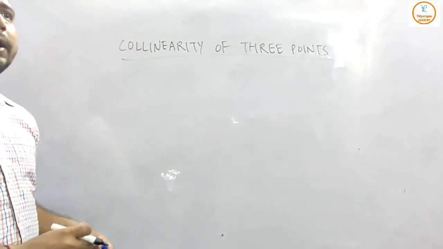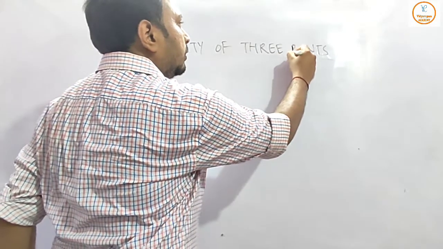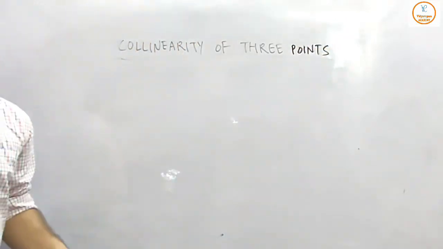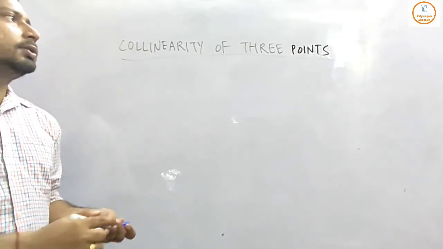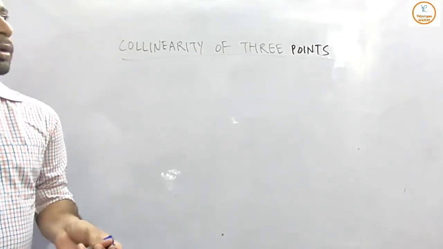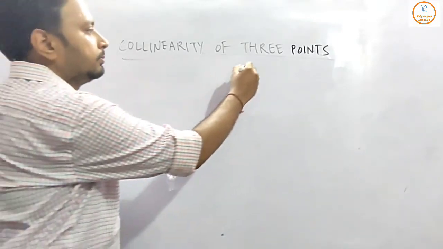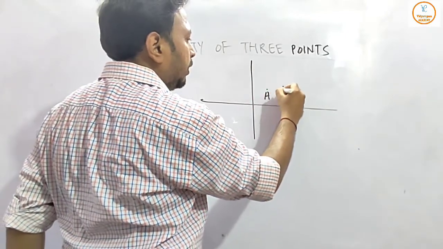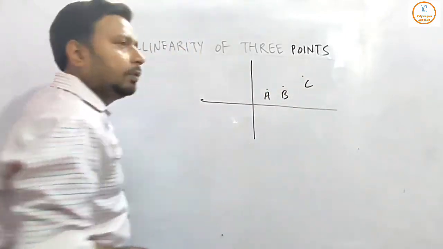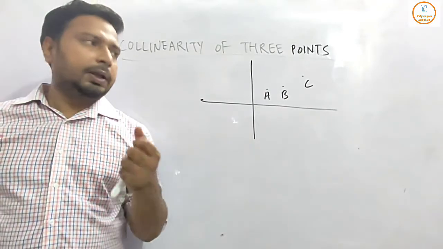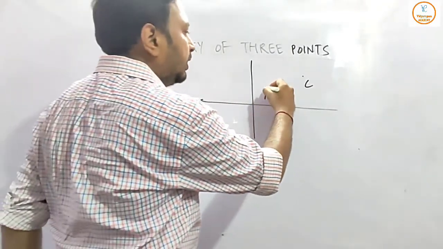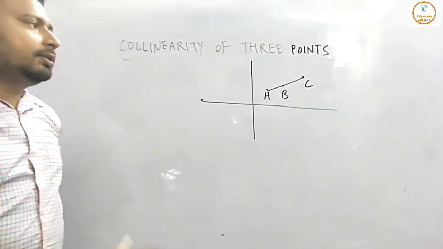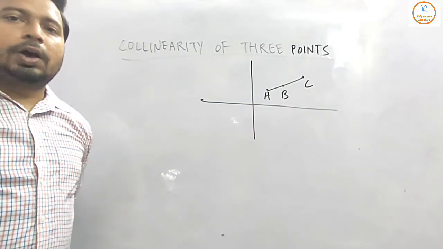So the topic is collinearity of 3 points. Suppose if you take any 3 points in a plane, point A, point B, point C. If we join all the 3 points, and then we have to find whether these 3 points are collinear or not, then how will we find it?